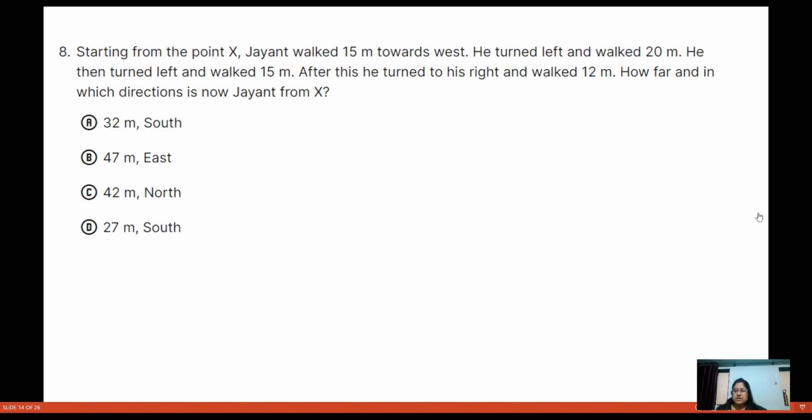Now look at this question. Starting from the point X, Jayant walked 15 meter towards the west. So there is a point X, and Jayant walked 15 meter towards the west. Let's mark it here. So this is point X, and he is walking 15 meter towards west. This is the west. He turned left. So from here he is turning left, in this direction, and walks 20 meter.